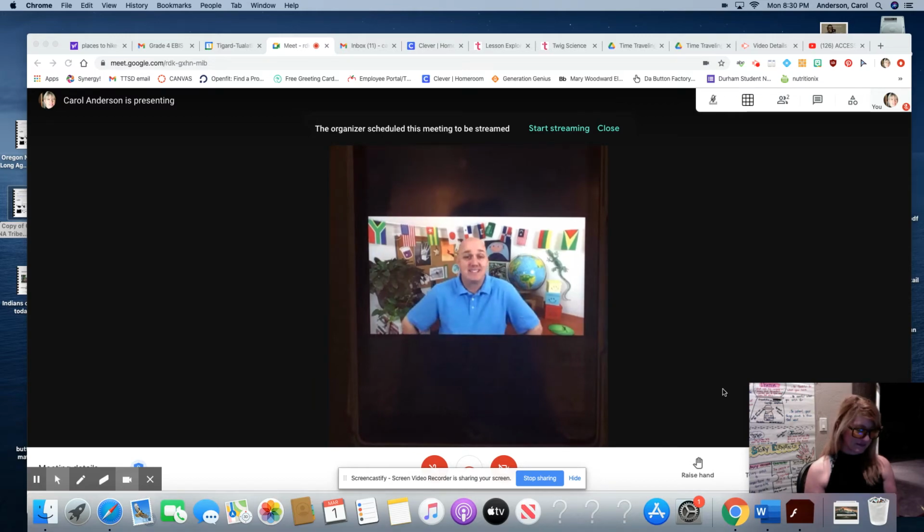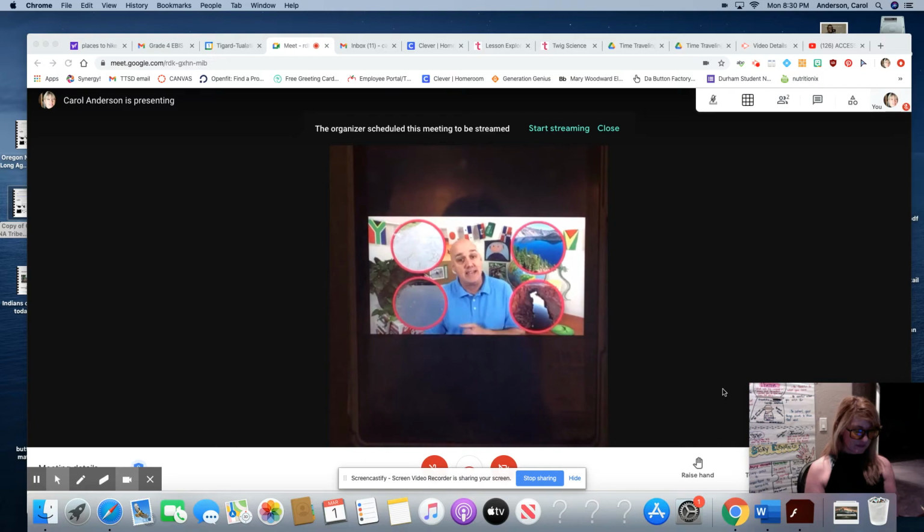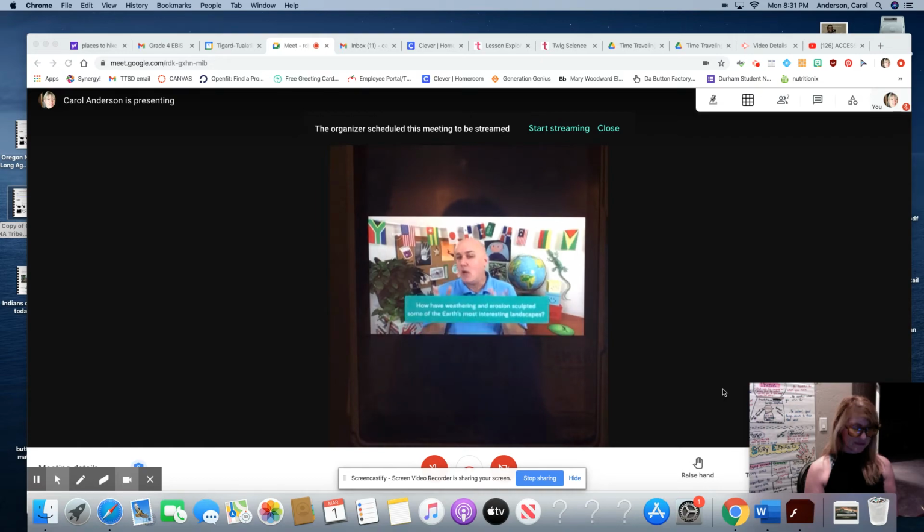Yes, a puddle could form in a matter of minutes, but an actual lake would take thousands of years to form. So the changes we saw in the neighborhood happened much more quickly than larger Earth features, like canyons and lakes. How will this information help us to figure out that big question? How have weathering and erosion sculpted some of Earth's most interesting landscapes?